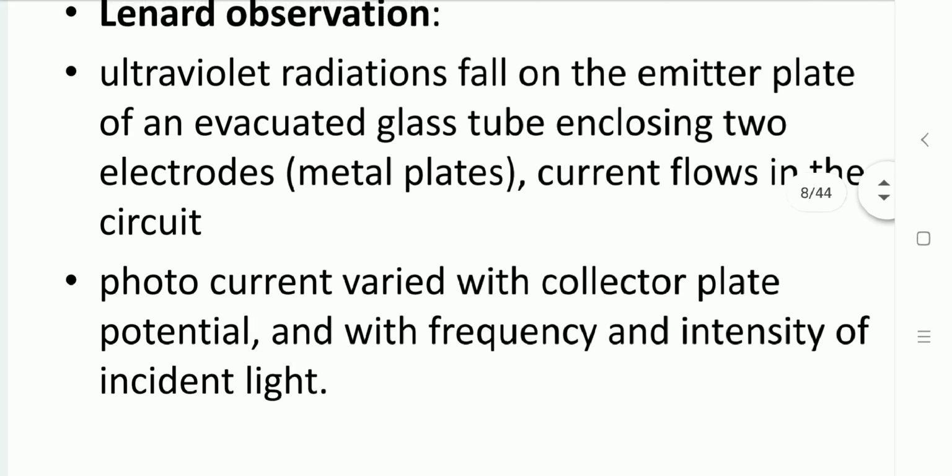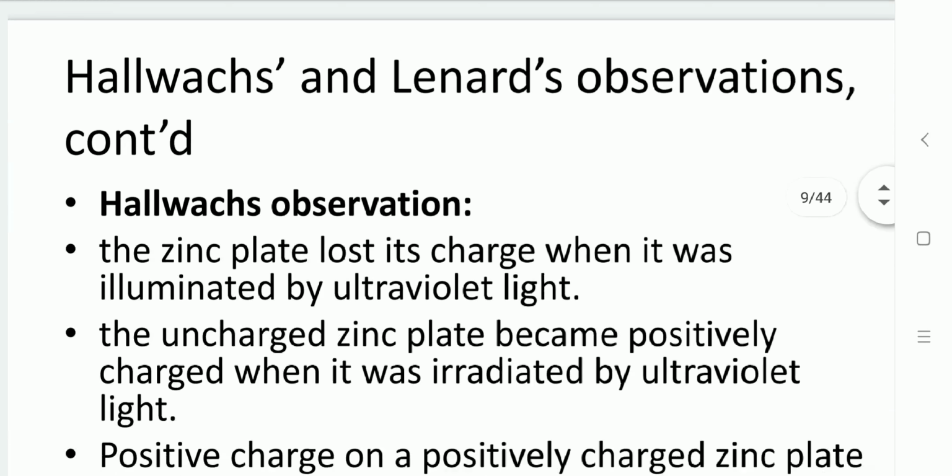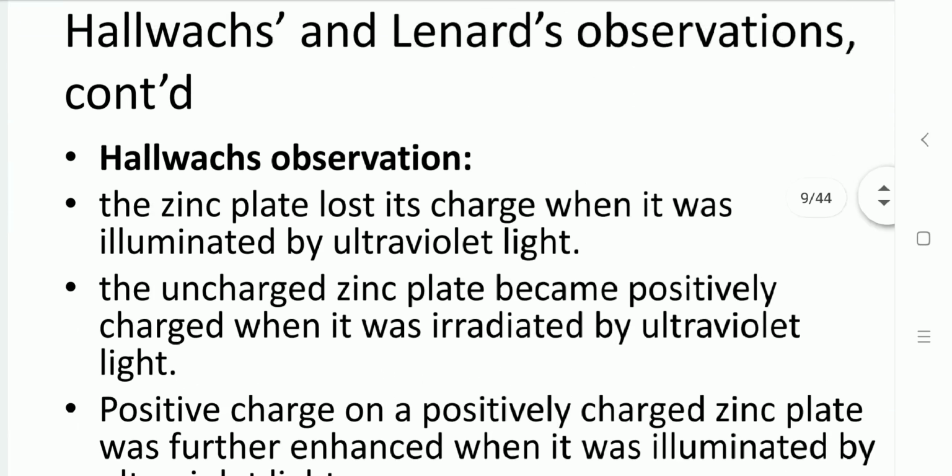So here we can say that photocurrent varies with collector plate potential and with the frequency and intensity of incident light. These are the parameters on which the photoelectric current depends: the externally given potential at the collector plate, frequency, intensity and matter. This metal condition was observed by Hallwachs. He observed that when zinc is used as the plate, it is sensitive only to UV light, and as UV light falls onto the zinc plate, charge carriers are generated, which makes an uncharged zinc plate positively charged.